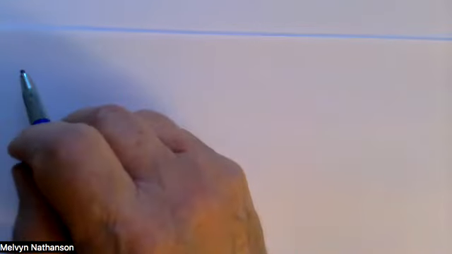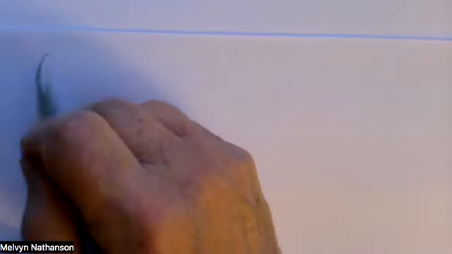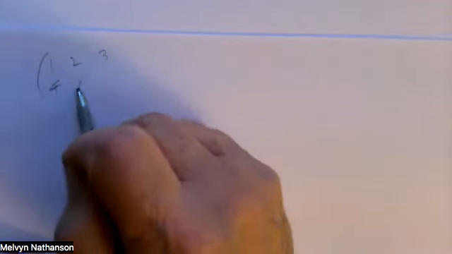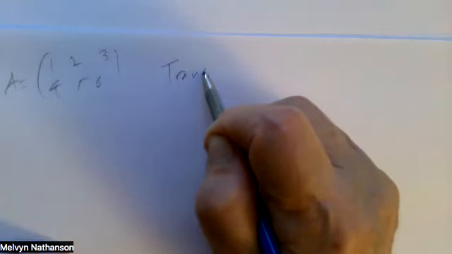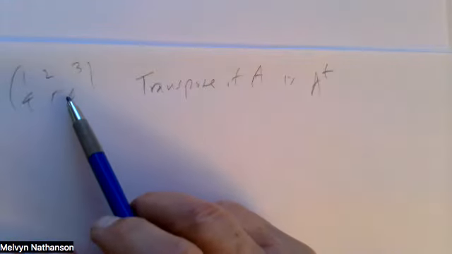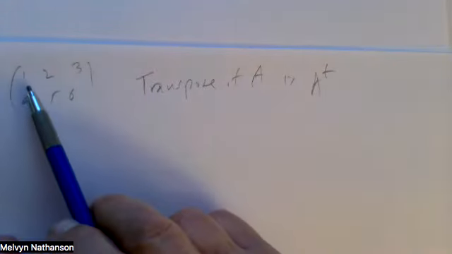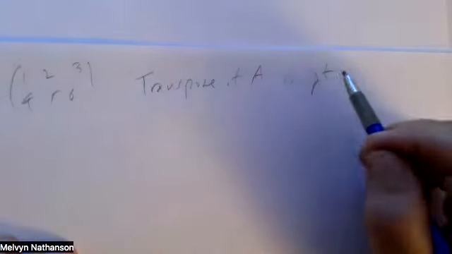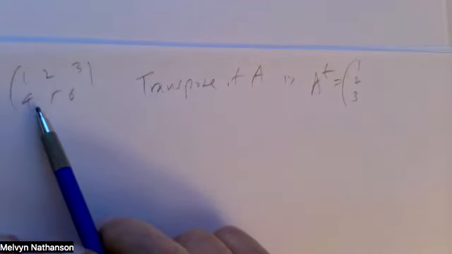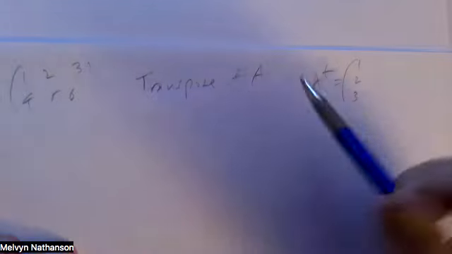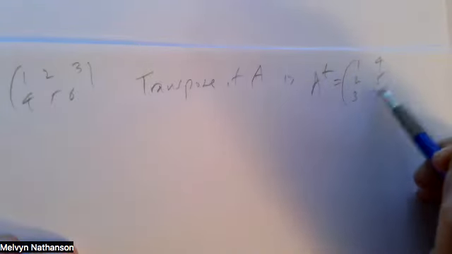There's one other useful operation on matrices. Suppose I take a matrix 1, 2, 3, 4, 5, 6, say, call that A. The transpose of A is the matrix you get by transposing, or interchanging, the rows and the columns. So in A, the first row is 1, 2, 3, and in the transpose, the first column is 1, 2, 3. In A, the second row is 4, 5, 6. In A transpose, the second column is 4, 5, 6.